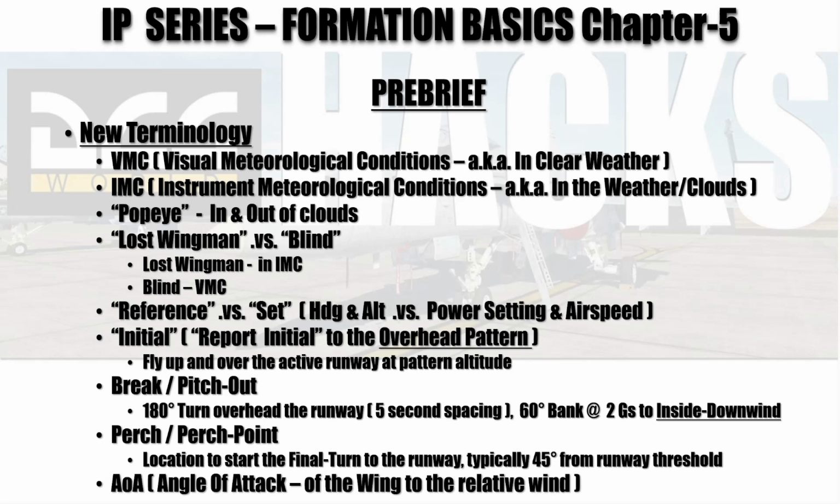The perch, or the perch point, is a location where you start descending and doing the final turn to the runway from inside downwind. That perch point is typically at a 45-degree angle from the threshold while you are on inside downwind. AOA is angle of attack, and that is the angle of attack of the wing to the relative wind, and that is not the body or deck angle, fuselage angle of the aircraft, nor is it the pitch from your attitude indicator, which can be totally different from the angle of attack of the wing to the relative wind. Okay? And we'll give you a little primer on that for those of you who have never used it before or are unfamiliar and don't know how to use it.